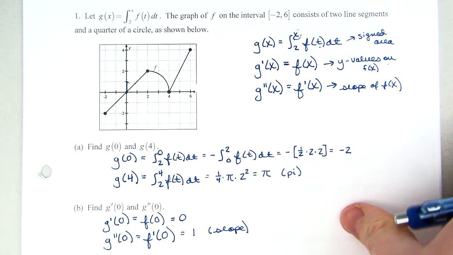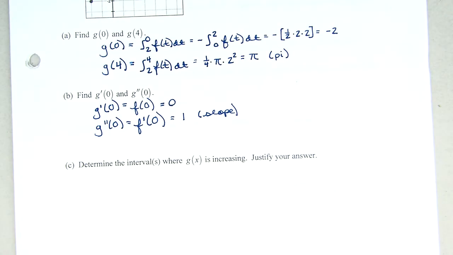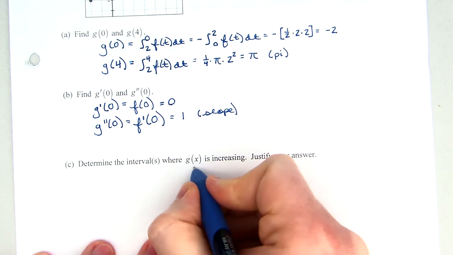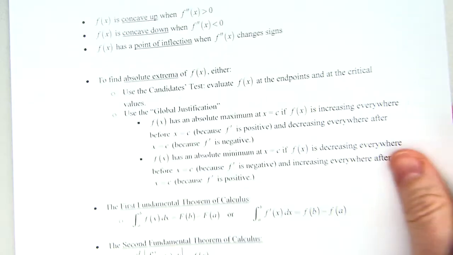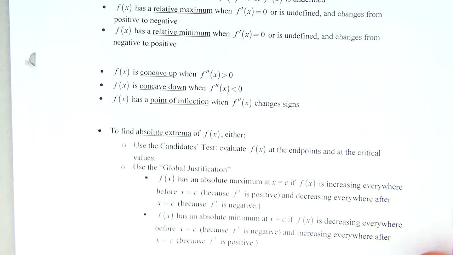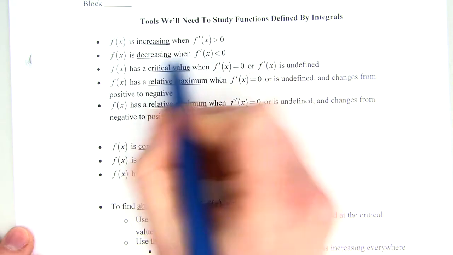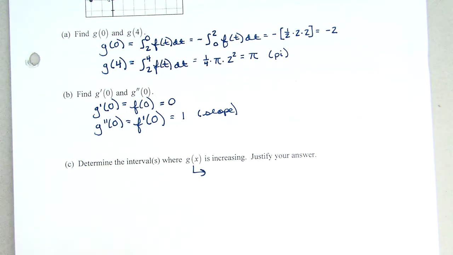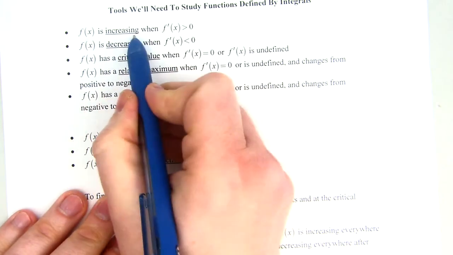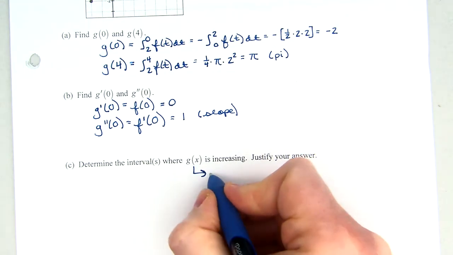Moving on to part C. I need to find the interval or intervals where g of x is increasing. Justify your answer. This should remind you of stuff we did earlier in the year. Where is g of x increasing? Well, here's where I'm going to turn to my tools we need to study functions to find my integrals. The definition of a function increasing is where the derivative of that function is positive. f of x is increasing where f prime is positive, which means in this case, g of x is increasing where g prime is positive.